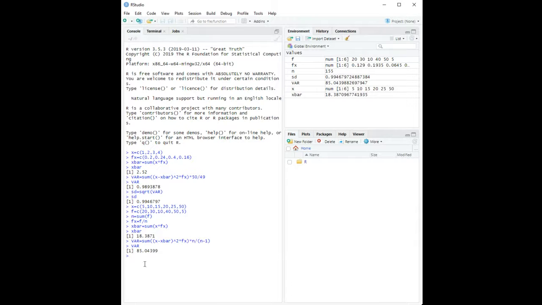And then lastly, variance. Now the standard deviation, SD is equal to the square root of the variance. Okay, so now we're going to do SD. There you go. That's the standard deviation. Okay, so now I'm going to move on to the next one.